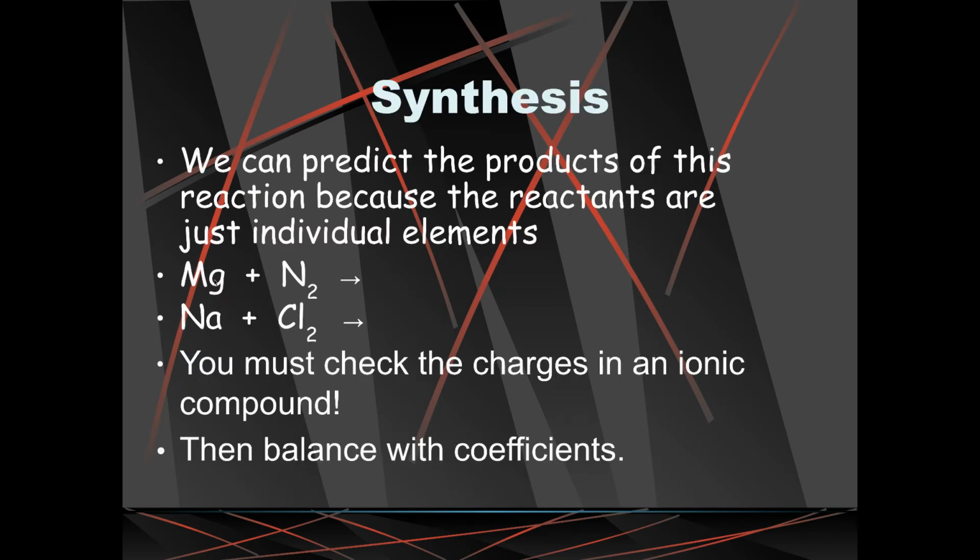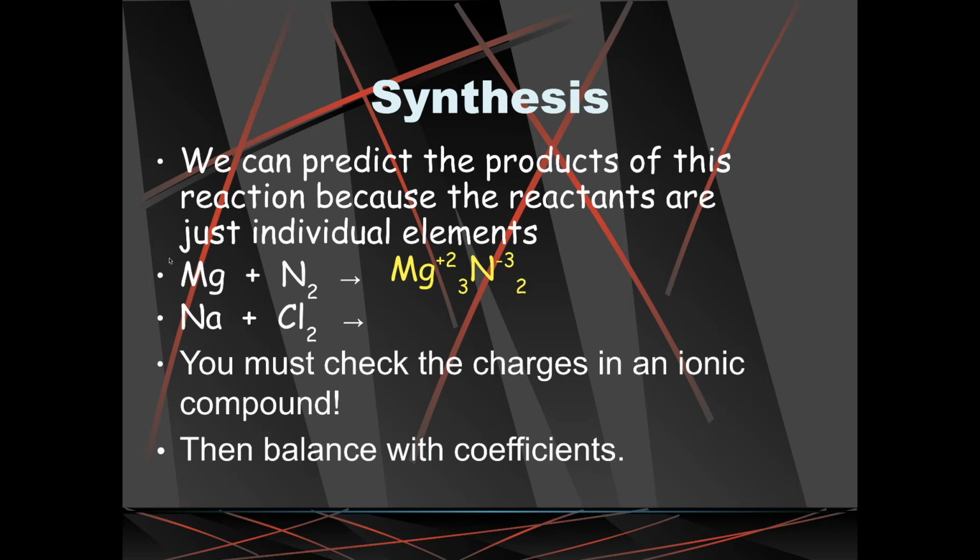Here's some examples of synthesis reactions. You can identify the synthesis because it's an element plus an element. Even though it's diatomic, it's still just an element, not a compound. When you push the two together, you can't have MgN or MgN2 because of the charges of Mg and N. +2 and -3, you have to cross the 3, cross the 2. So this is the correct formula for magnesium nitride. You have to write it like that, and then you can go back and balance it later.